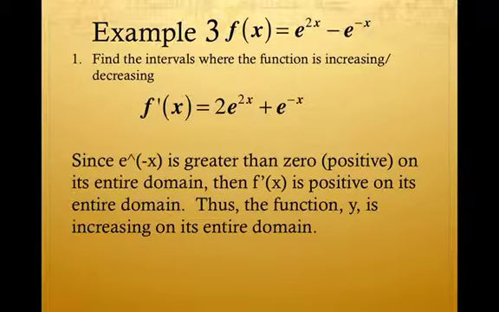So where's it increasing? We take the first derivative and we get something like this. All right, and once again, this is a positive, this is a positive, the sum is going to be positive. So since the derivative function is positive throughout its domain, then the function is increasing on its entire domain. All right, so that one came out easy.